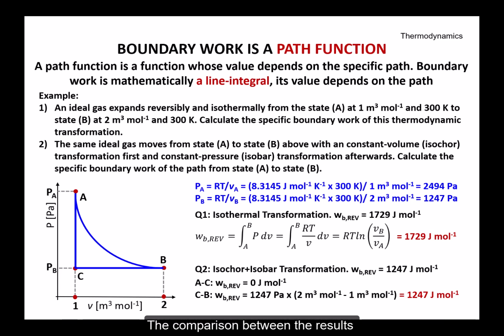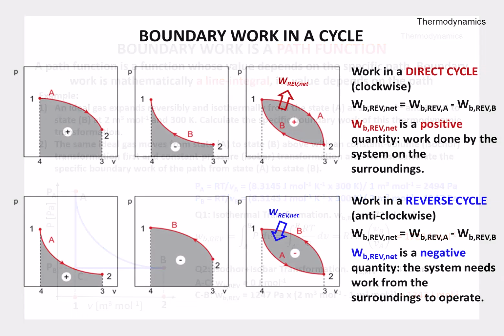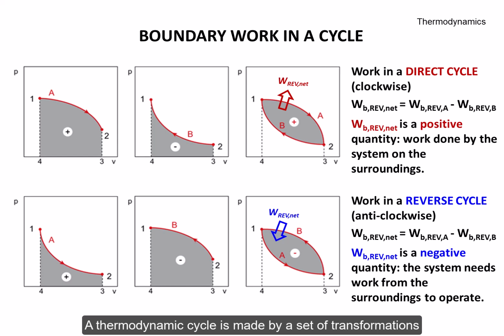The comparison between the results shows that the boundary work is different. It is the sign that boundary work is a path function, and its value depends on the specific path taken to move from the initial to the final state. A thermodynamic cycle is made by a set of transformations that start and end in the same state. The transformations can progress clockwise, and in this case the cycle is called a direct cycle, or anti-clockwise, and in this case the cycle is called a reverse cycle.